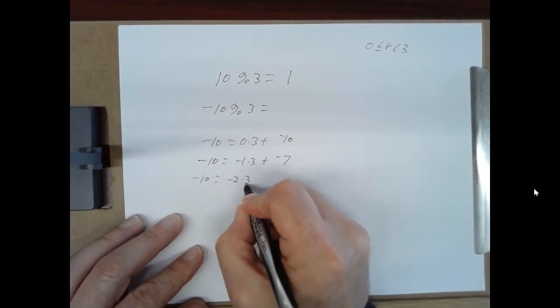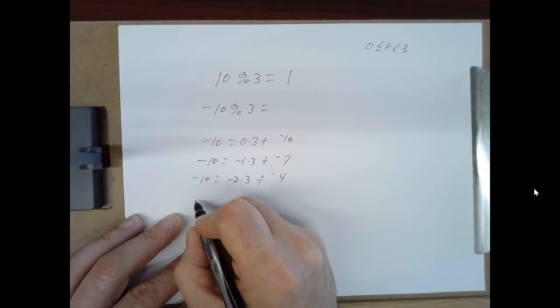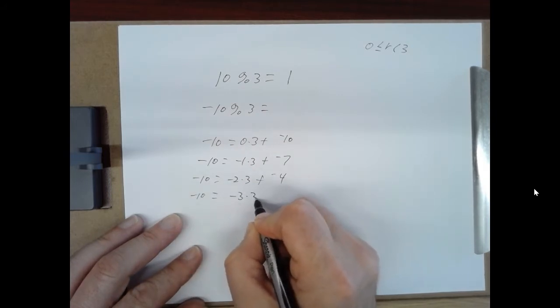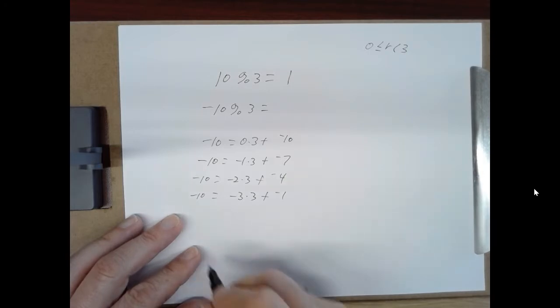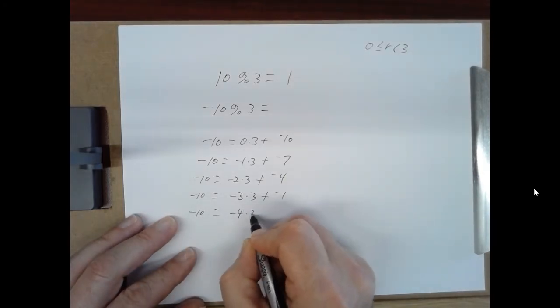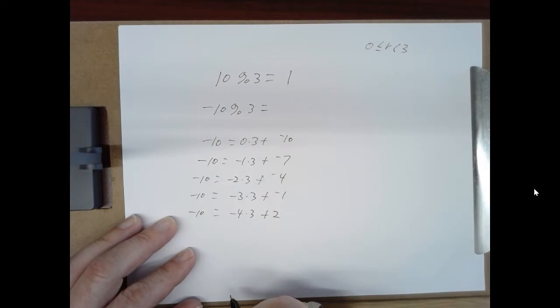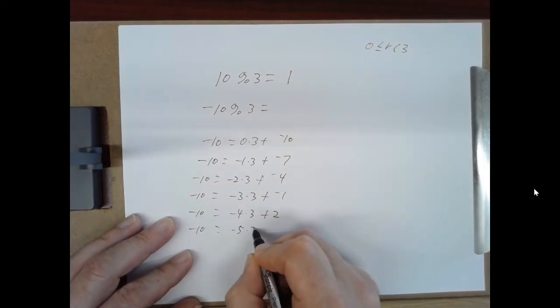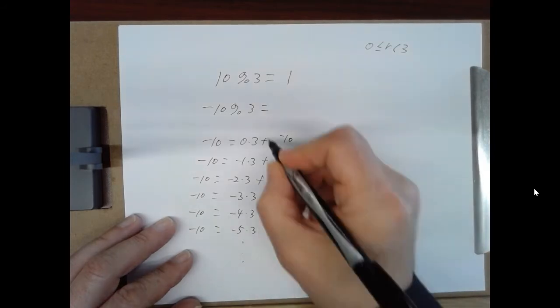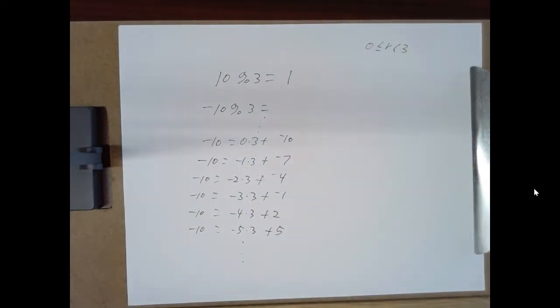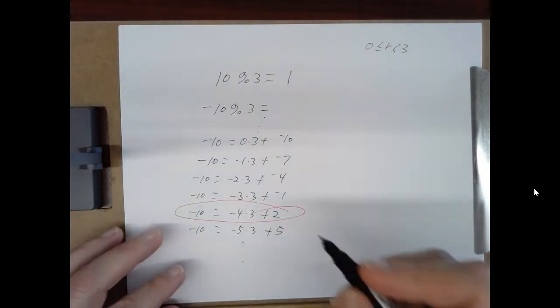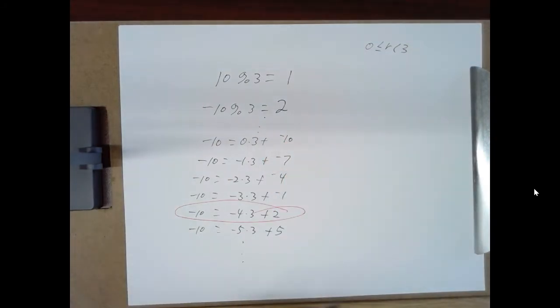It's negative 2 times 3, which is negative 6, plus negative 4. It's also negative 3 times 3, which is negative 9, plus negative 1. It's also negative 4 times 3, which is negative 12, plus 2. It's also negative 5 times 3, which is minus 15, plus 5, and so on. And what's our unique value which has r in this range? It's this right here. So negative 10 modulo 3 is going to be equal to 2. Same definition, but we have to work a little harder with the negative.